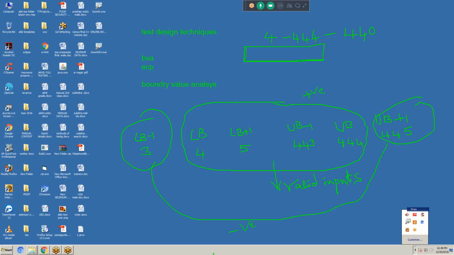So here we are following one technique and we are doing this work very easily. We are not taking 440 inputs. We are taking only 6 inputs and completing this work very easily, simply. We are concentrating only on boundaries, so that's the reason we can say it is a boundary value analysis, right?